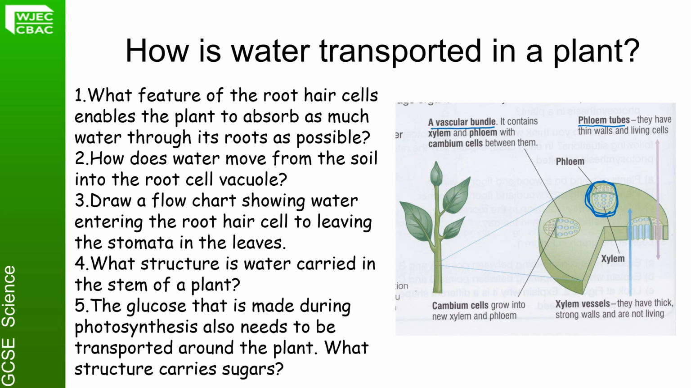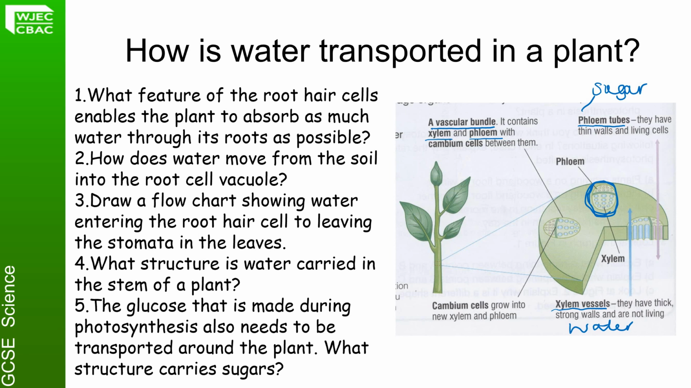And the vascular bundles are normally found in the stem of a plant, and they contain two different types of tubes. Xylem, which as we said, carry water. These are strong, thick walls, they're not living, whereas phloem carry sugar and they have thin walls and they are living. So you've got 5 questions. I want you to pause the video and see if you can answer these questions, and then we will go over them.